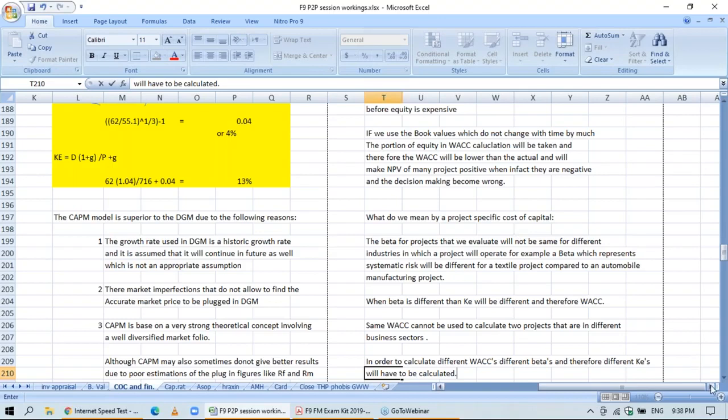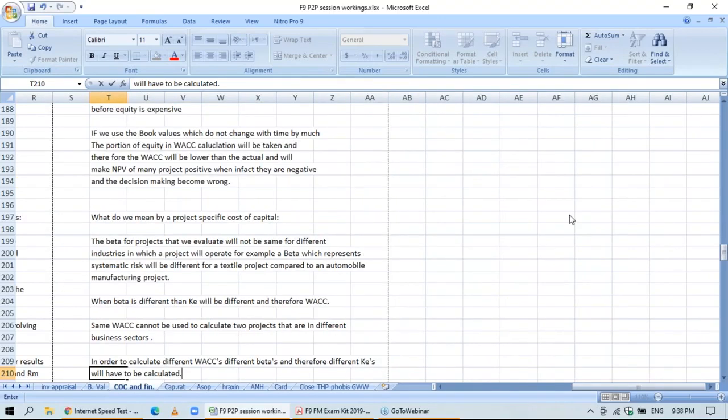So we need to calculate a project specific WACC. Now, how will we calculate a project specific WACC? Now, moving on to that. So let's move on to a project specific WACC now. So let me show you the project specific WACC. How will we calculate it?